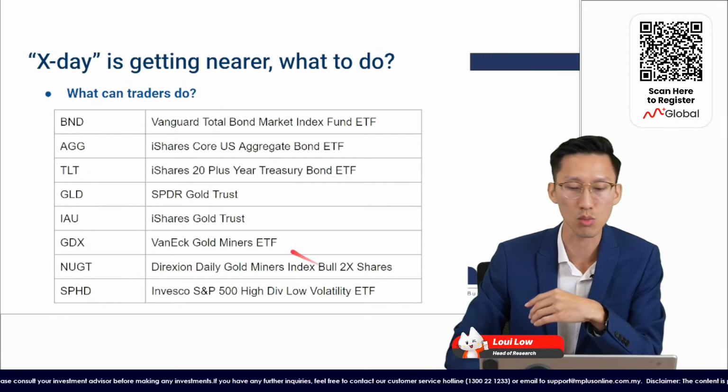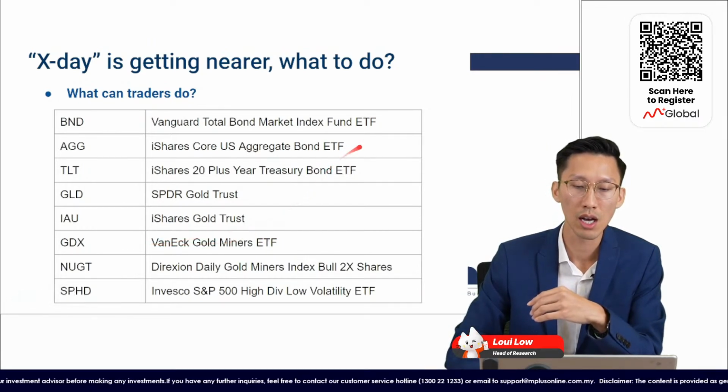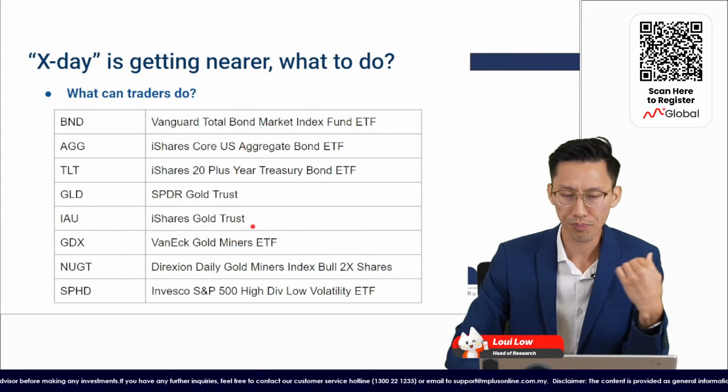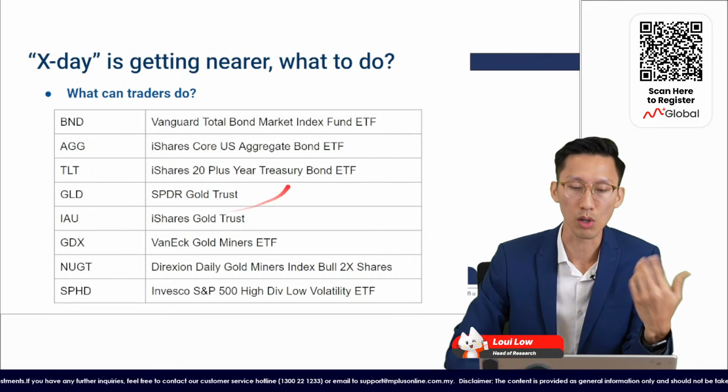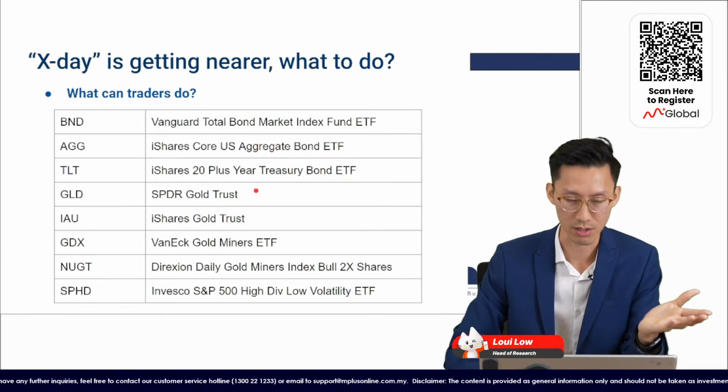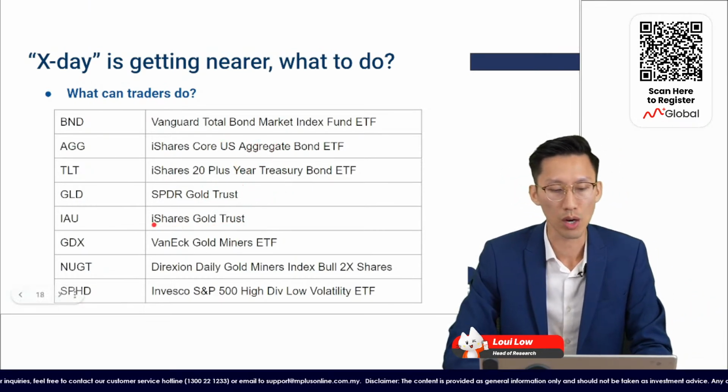You can look out for just 1X ETFs, which means that if the underlying is going up by 1%, this should also be going up by 1%, or vice versa, okay? So that's the whole idea here.